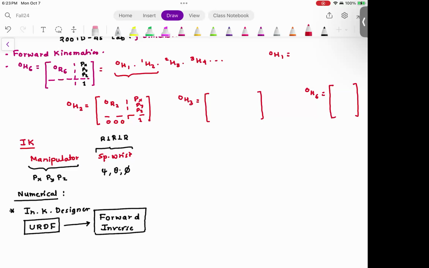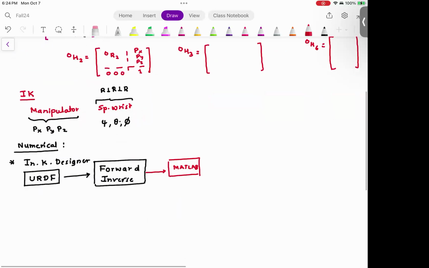Now, this is not a visualization, so it will not show you the robot plotting. You can build your own visualizer, or you can use the MATLAB visualizer. MATLAB has this visualization capability.